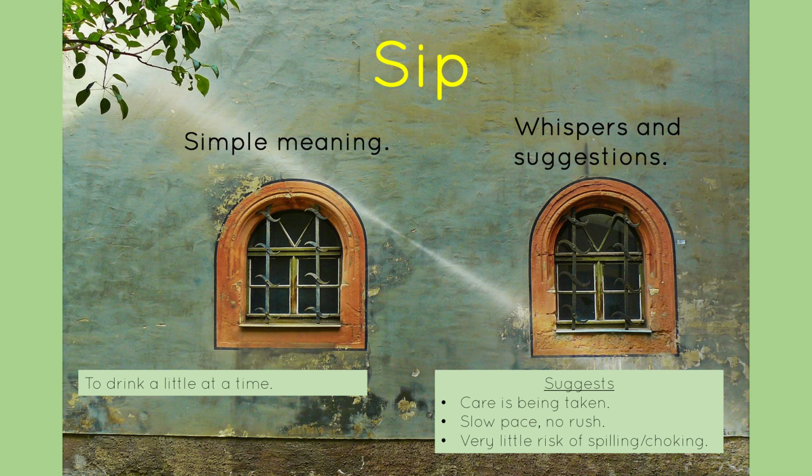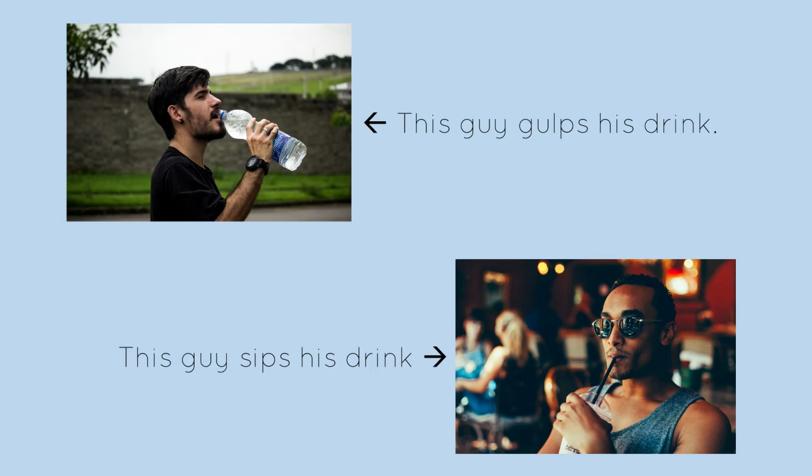So that's what's been whispered to us about the person: when they sip their drink, they're being careful, they're not rushing, and they're not taking any risk of spilling or choking. So that was the guy in the bottom right. The word sipping was whispering that extra information to us. Let's go to the guy in the top left, the guy with the black t-shirt and the big water bottle.